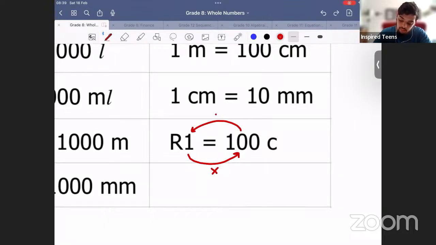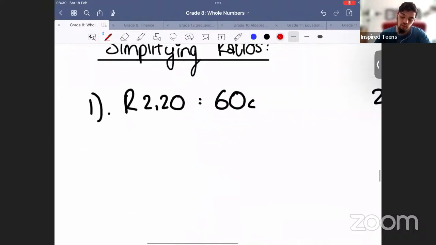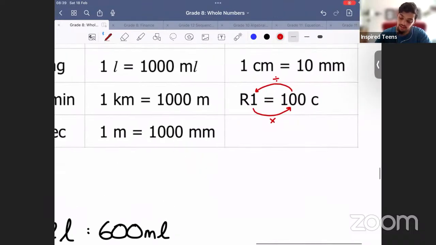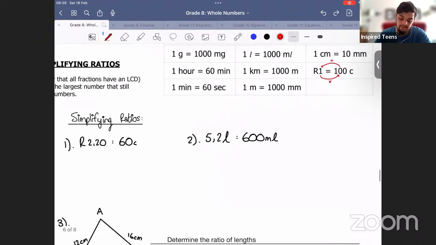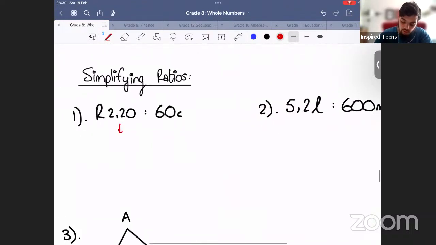That's because there are more cents in a rand. So we are going from rand to cents, so we need to multiply. Multiply by what? This conversion. 1 Rand is 100 cents, so we need to multiply by 100. I'm going to take 2 Rand 20 multiplied by 100, and I get an answer of 220 cents. Now I can compare this to 60 cents because they're in the same unit.